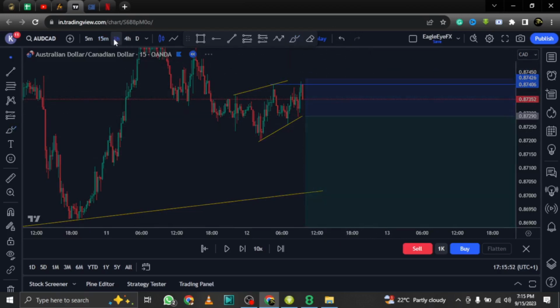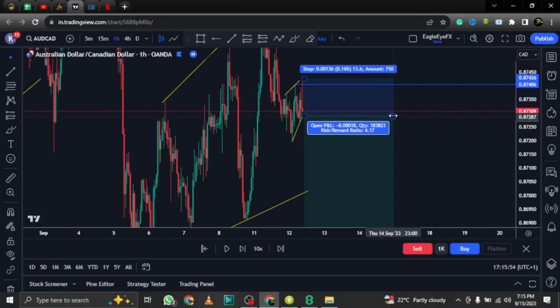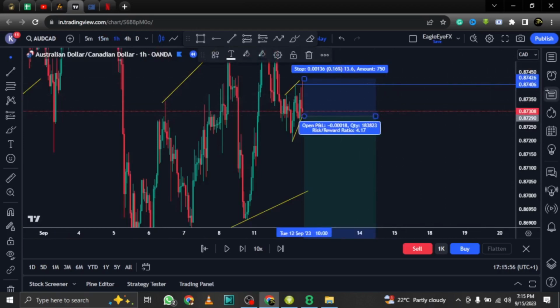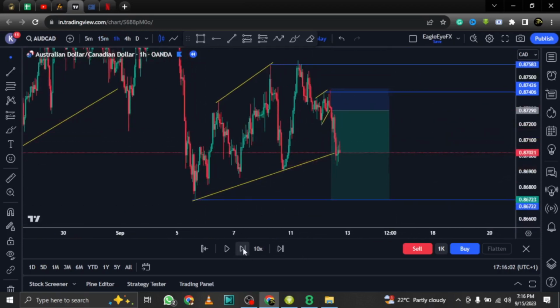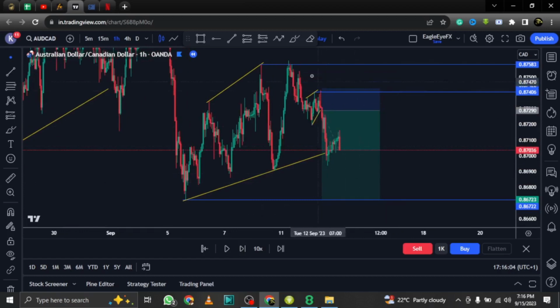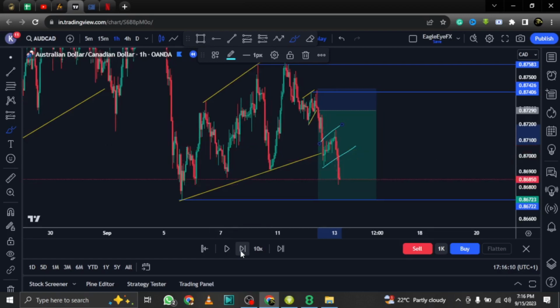I placed my stop loss above. Let's go back to the 1 hour time frame. So my stop loss was just 13 pips, and I was targeting this level. And what happened? Look, it just went all the way straight. Of course, there was another structure here. I never saw this. I just missed it because of other things.